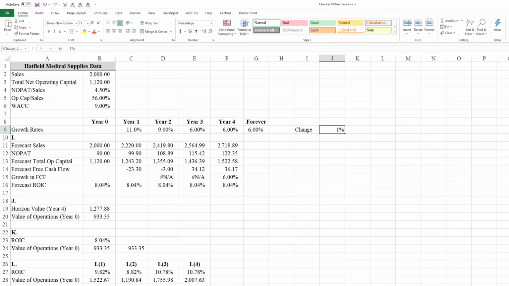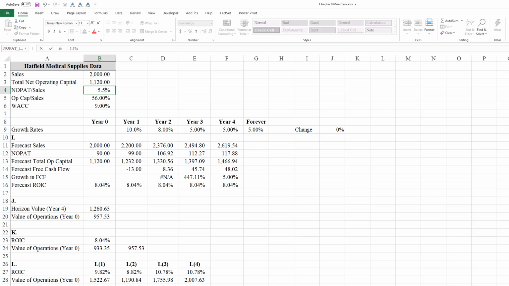Now, in part L, they say reset the growth rates. So I'll do that. And then it asks what happens to the ROIC and the current value of operations if the operating profitability ratio increases to 5.5%. Well, this is going to be better, obviously, and let's go ahead and change that.